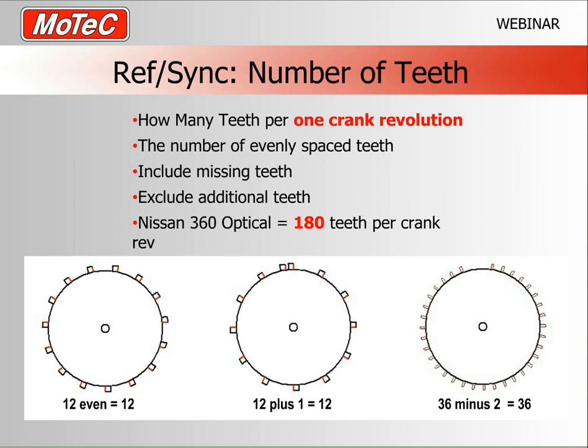And just a bit of an example where not to get tricked up, on a Nissan 360 optical, maybe like an RB30 motor, they have 360 ref teeth. But those ref teeth are on the cam, so that means 180 teeth per crank revolution. So the number of teeth, or crank reference teeth, for a Nissan 360, as far as the ECU is concerned, is 180 teeth per crank revolution.